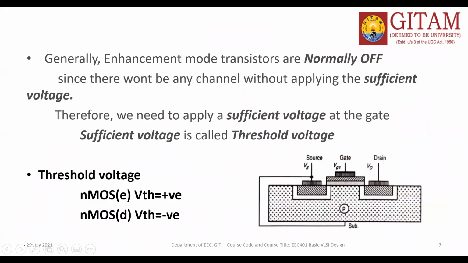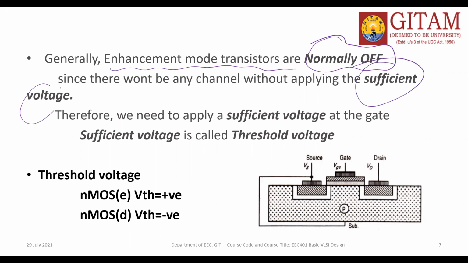Right? Fine. So that is what I have defined, but very important to note here, from the examination point of view, enhancement mode transistors are normally off transistors. Since initially there is no channel, it is a normally off transistor. For it to turn on, we have to apply a sufficient voltage at the gate. What is that sufficient voltage? We normally call it the threshold voltage.